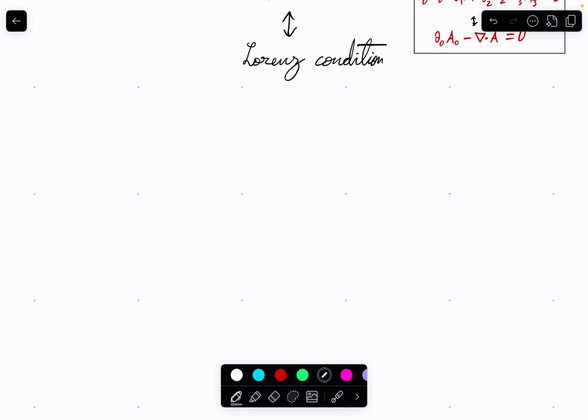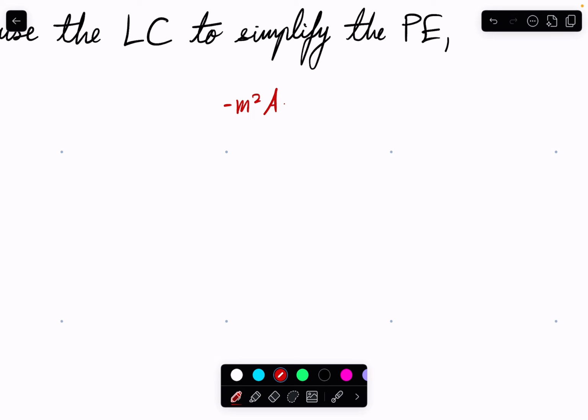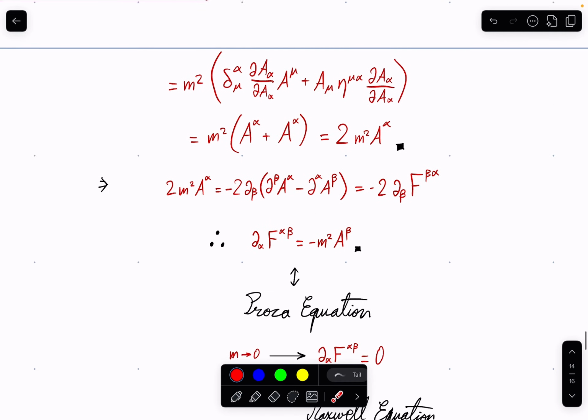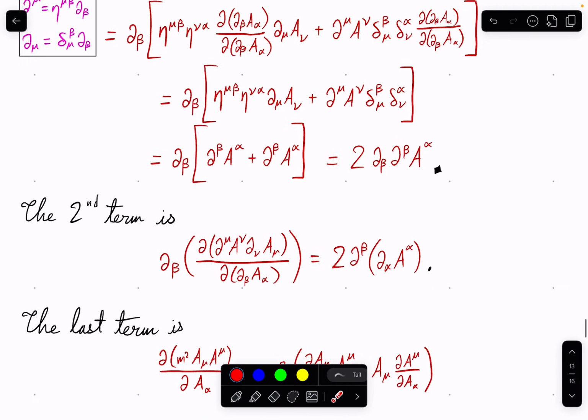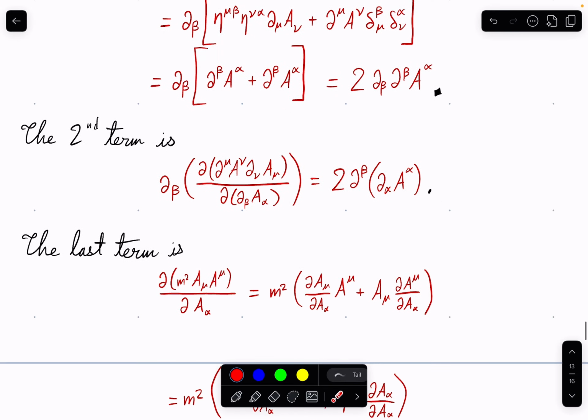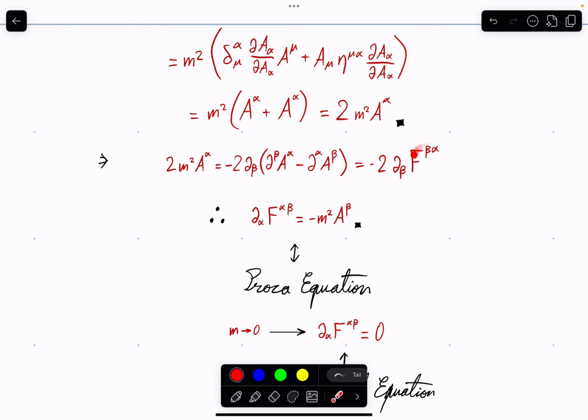And we can use the Lorenz condition to simplify the Proca equation. So if we have negative m squared A beta equals partial alpha F alpha beta. Remember from the last video and from other videos that this anti-commutation right here is the definition of F. I think I must have given it somewhere up here. I guess I don't. But this quantity right here is equal to F.